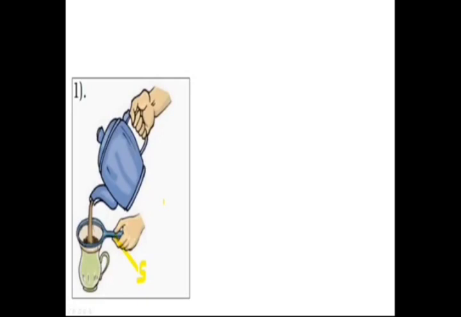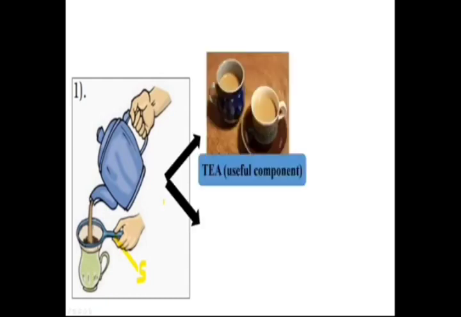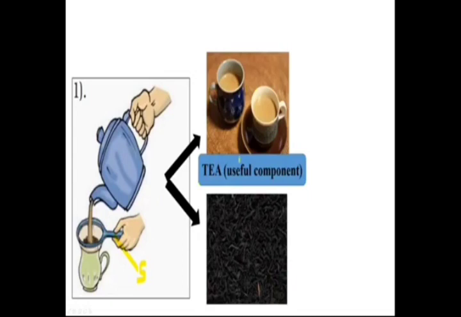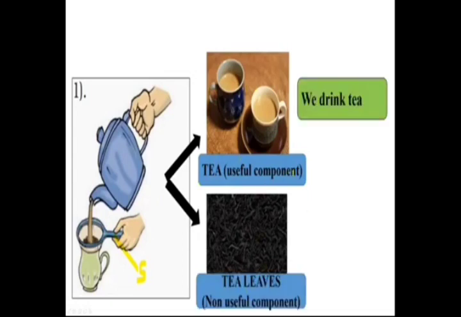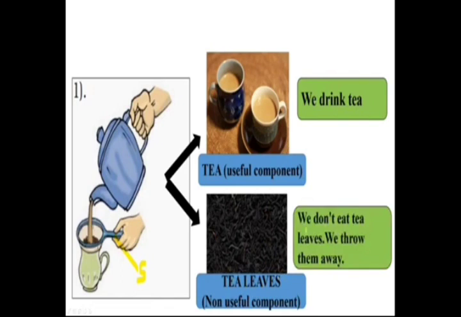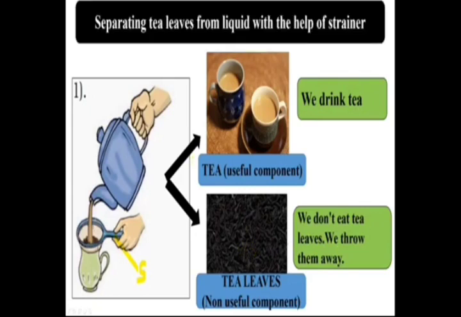So if you want to drink the tea, what do you have to do? You have to separate the tea leaves. Tea is a useful component, you want to drink it. The tea leaves are the non-useful components you want to separate. We used to drink tea and we used to throw away the tea leaves. For that, separation is required. So this is the importance of separation. Non-useful components are to be separated, and this is essential for the home.